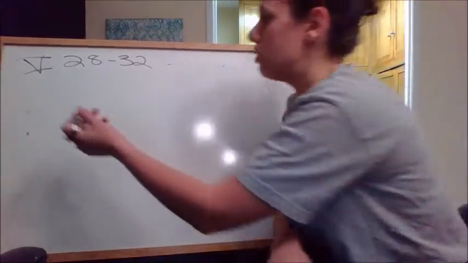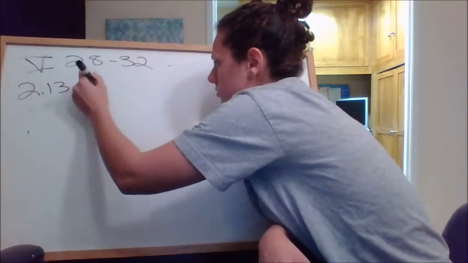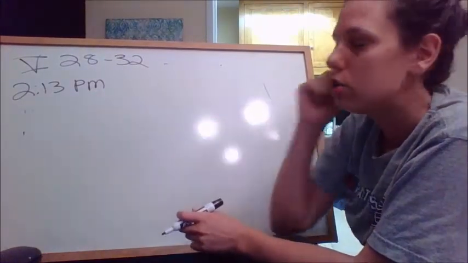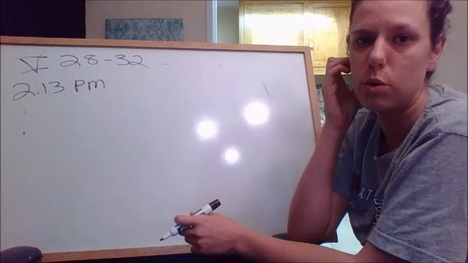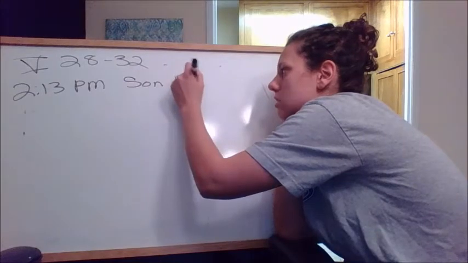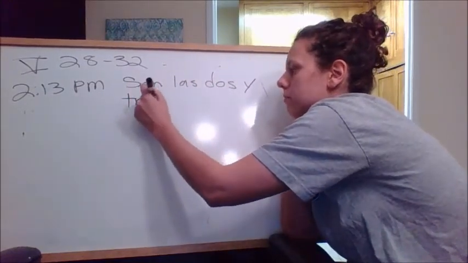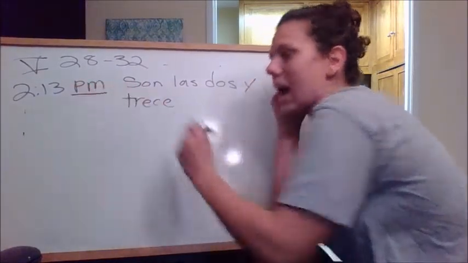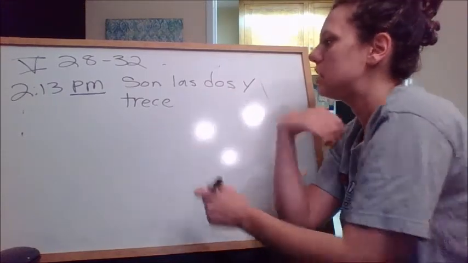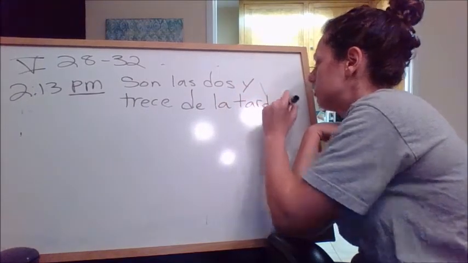So I'm going to give you a time, and then I'm going to give you a time of day. So what we have to do is we have to say, it's 2:13. So we say, son las 2:13. Then we have to come up with a time expression that means PM. So this is afternoon, so we say de la tarde. Okay.